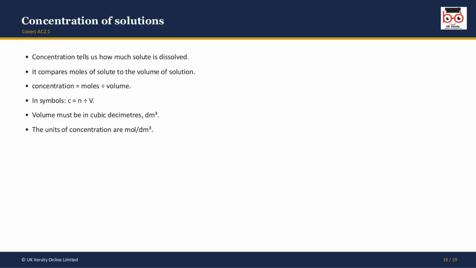Let's move on to solutions and concentration. Concentration tells us how much solute is dissolved in a given amount of solution by comparing the moles of solute to the volume. In words, concentration equals moles divided by volume, and in symbols, C equals N over V. There's one unit trap to flag now. The volume must be in cubic decimeters, dm cubed, which gives concentration in moles per dm cubed.